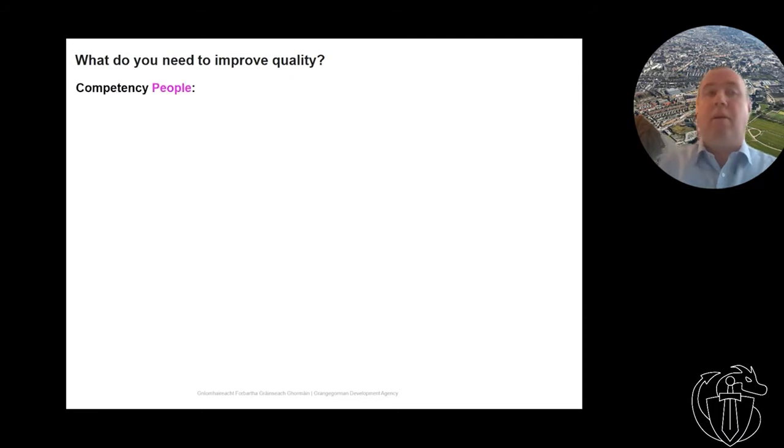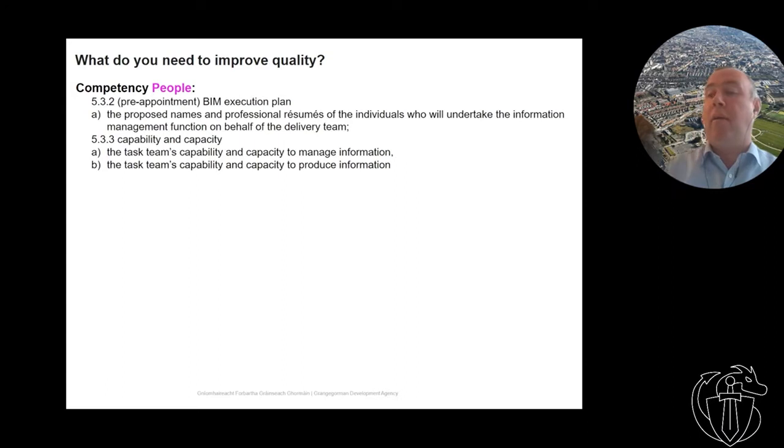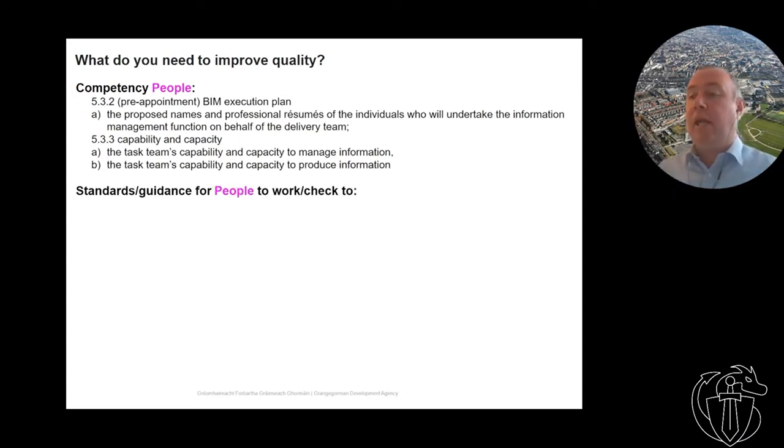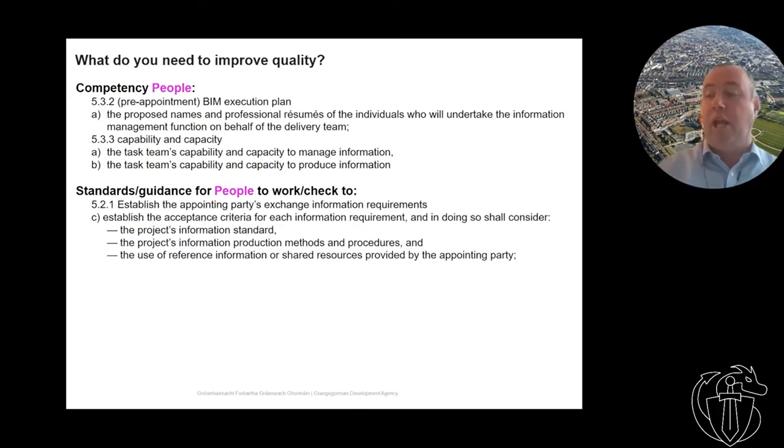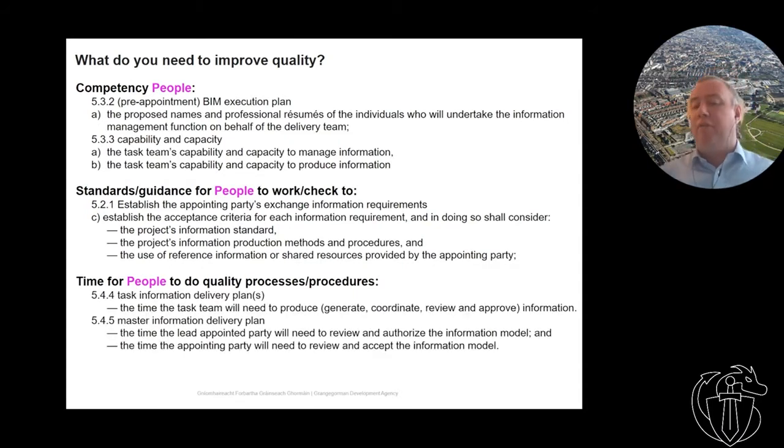Okay. What it is, you need competent people, which is provided for in the standard in ISO 19650. You also need guidance, standards and guidance for people to check their work, which is also included in the ISO. It talks about acceptance criteria, which is project information standards and information production methods and procedures and use and reference materials. And then also time. It's very important that time is allowed for it. The program should allow time for this to be done.